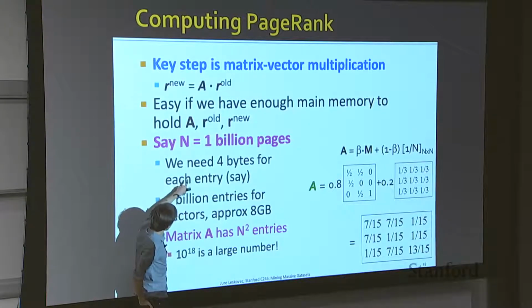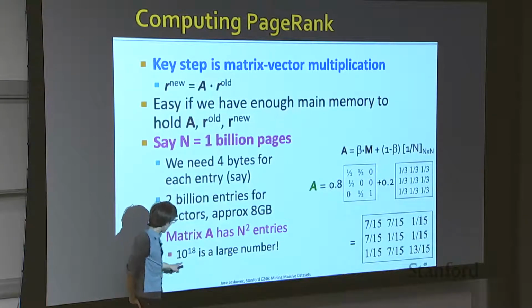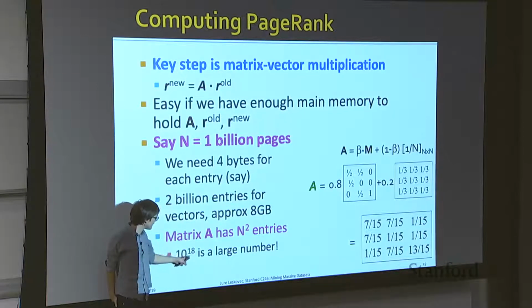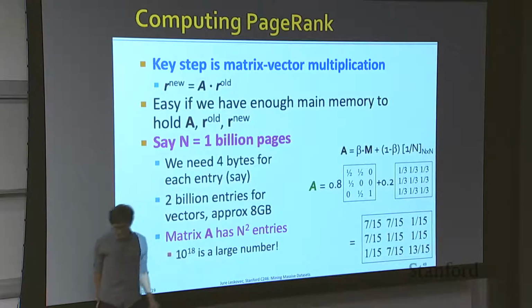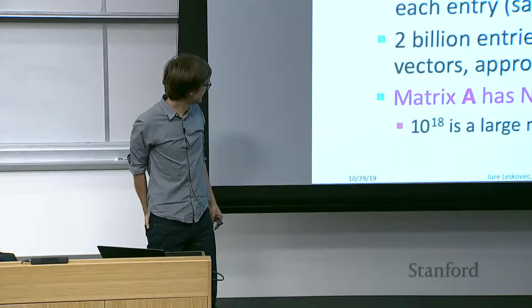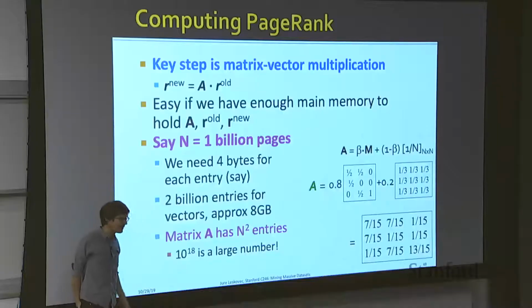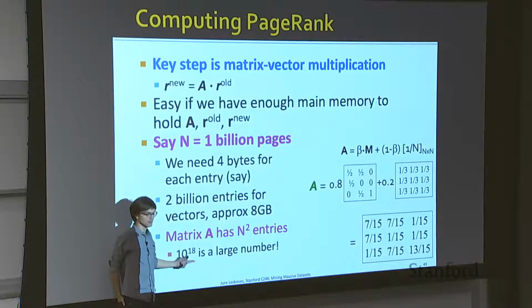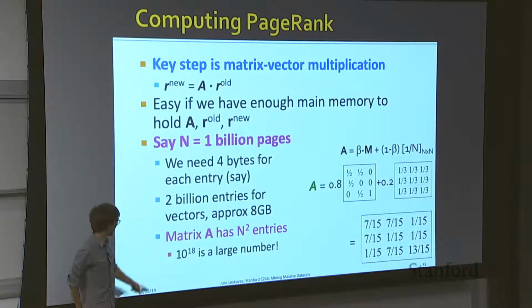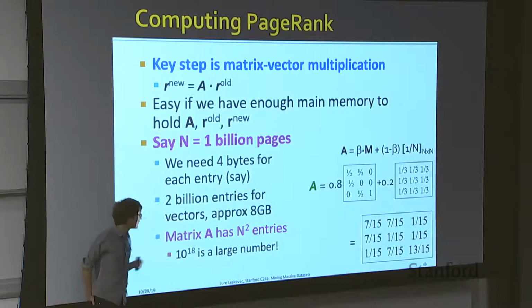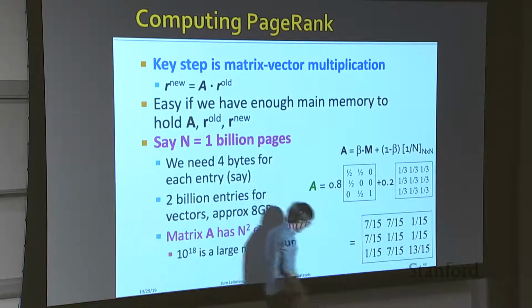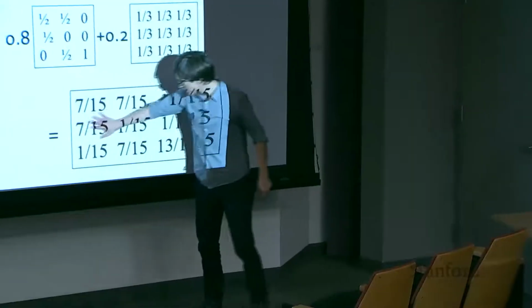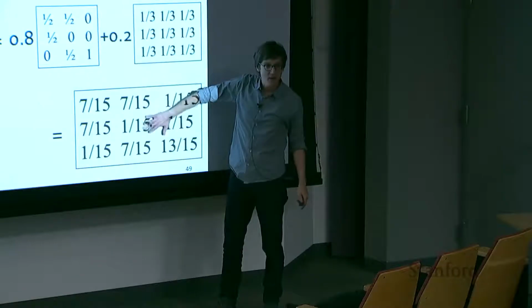And now to store the matrix A, I would need 10 to the 18 bytes of main memory. That's a lot. That's a billion of billion. I don't even know what kind of gazillion this is, but I would need to do that. So I cannot do this. The point is, I cannot even materialize this matrix A.